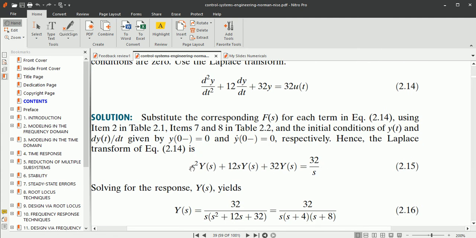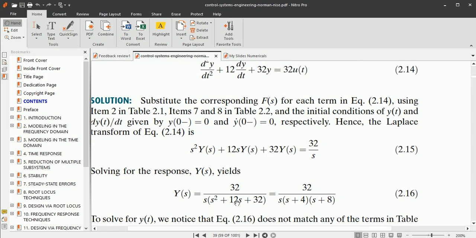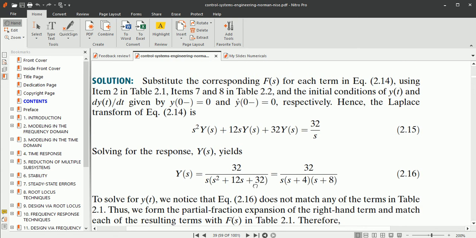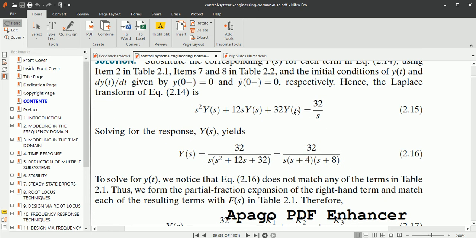So take the Y common, you will get s square plus 12s plus 32, and on the other side you will get 32 over s into s square plus 12s plus 32. Then here you need the partial fractions. You can solve it from basic mathematics: to simplify it into its roots, you have to apply factorization, like 8 into 4. If you multiply it, you get 32, and if you add these, you get 12. So s plus 4 into s plus 8, these are the roots.